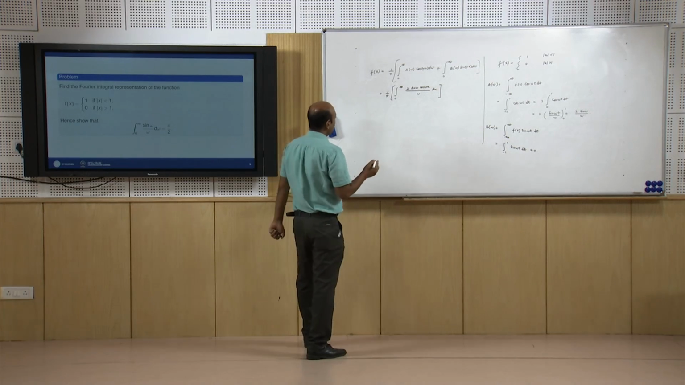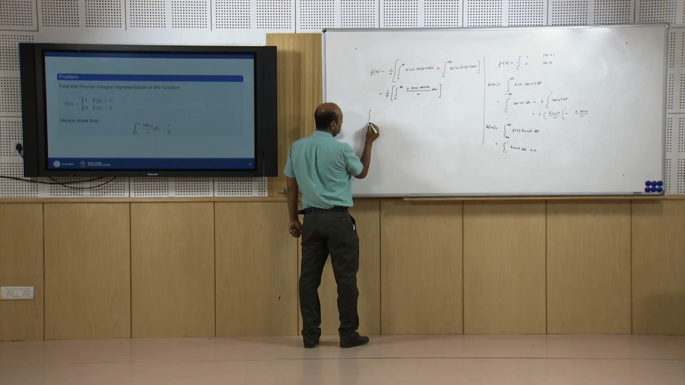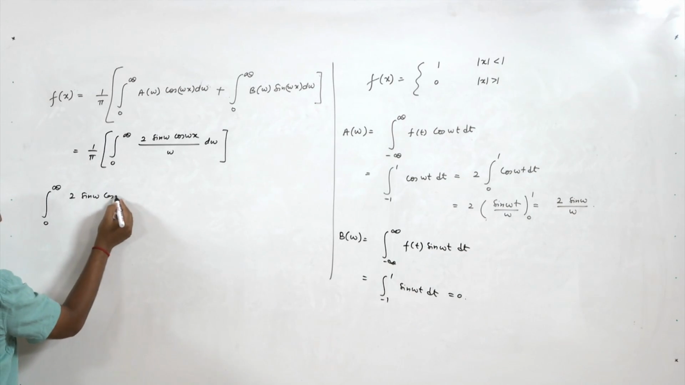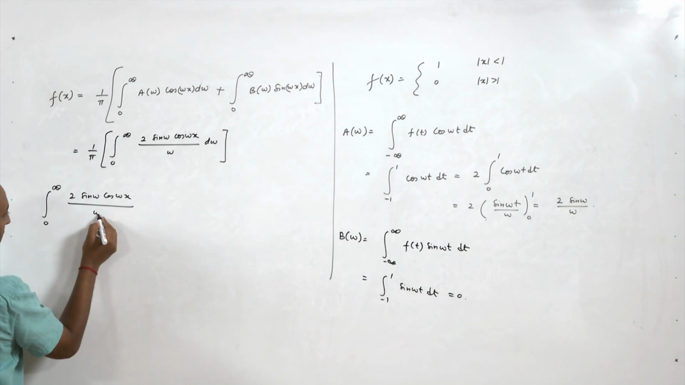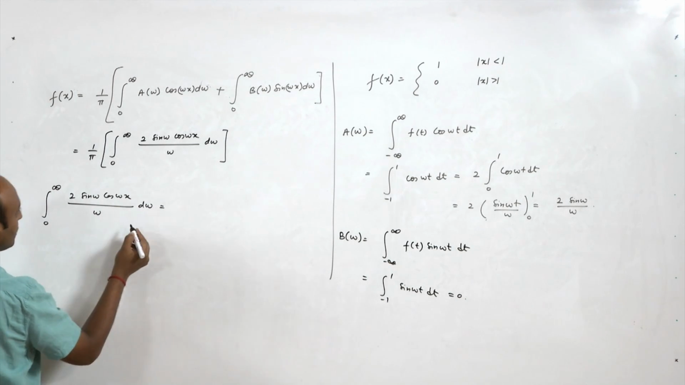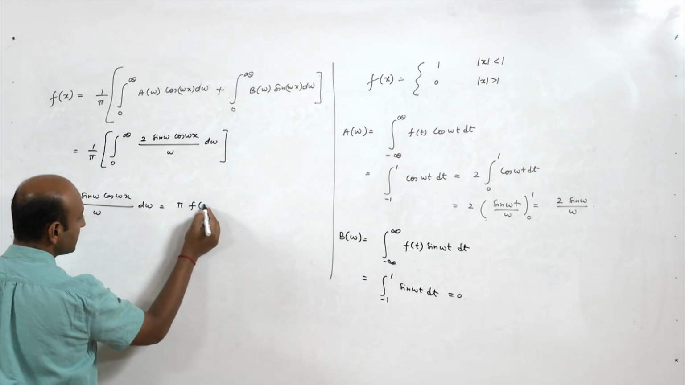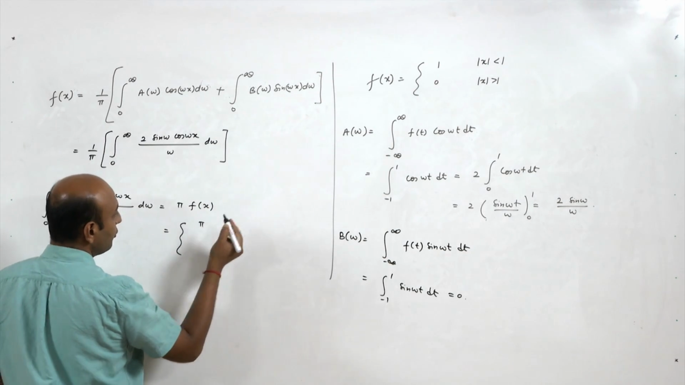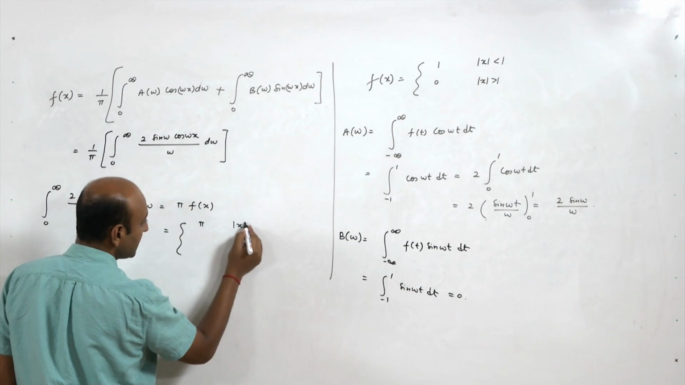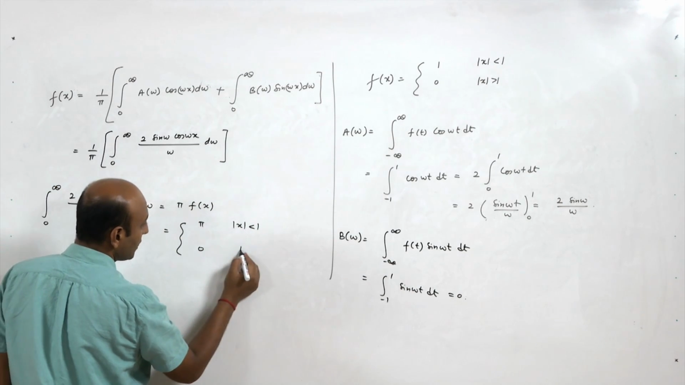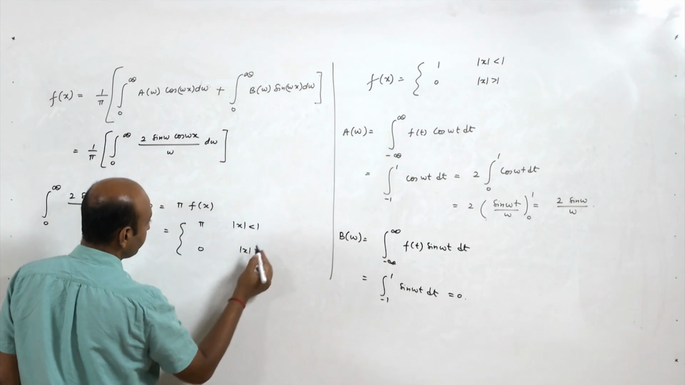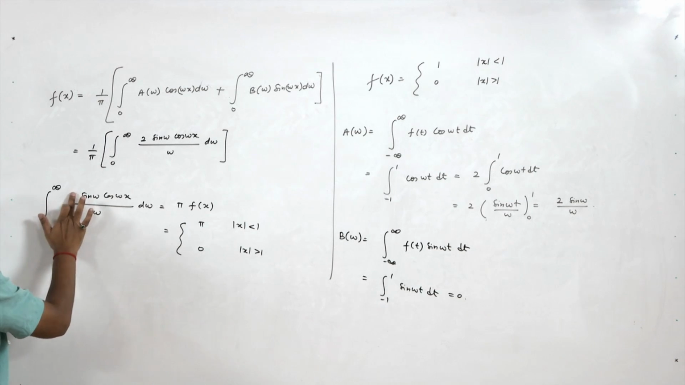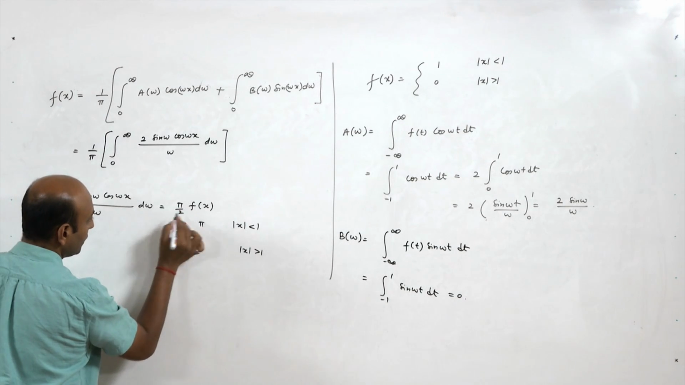Now, we can also write this function as the integral from 0 to infinity of 2 sin omega cos omega x upon omega d omega, which will be equal to pi times f x, and which equals pi when mod x is less than 1 and it is 0 when mod x is greater than 1. This 2 you can also bring here, pi by 2, so it is pi by 2.